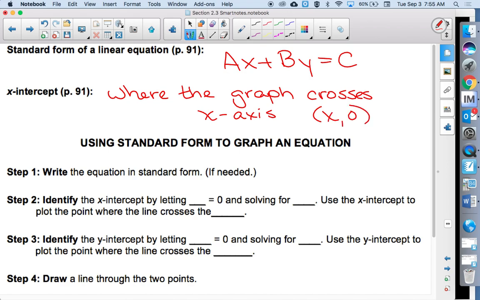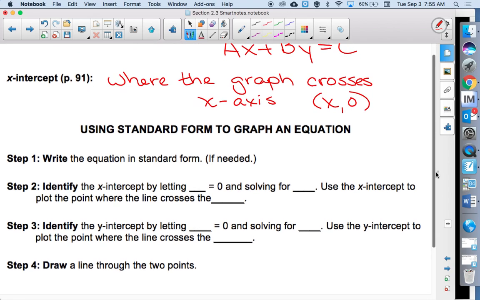So an x-intercept is where the graph crosses the x-axis. The ordered pair would be x, comma, 0. Standard form is useful to get x and y intercepts because generally they're pretty easy to solve for.